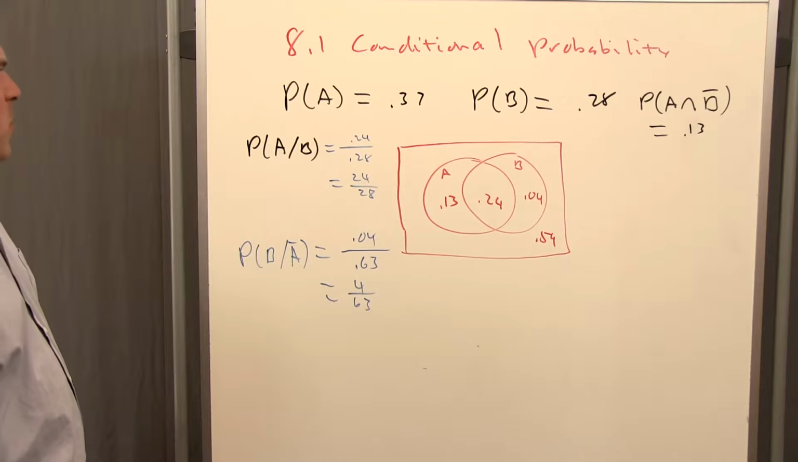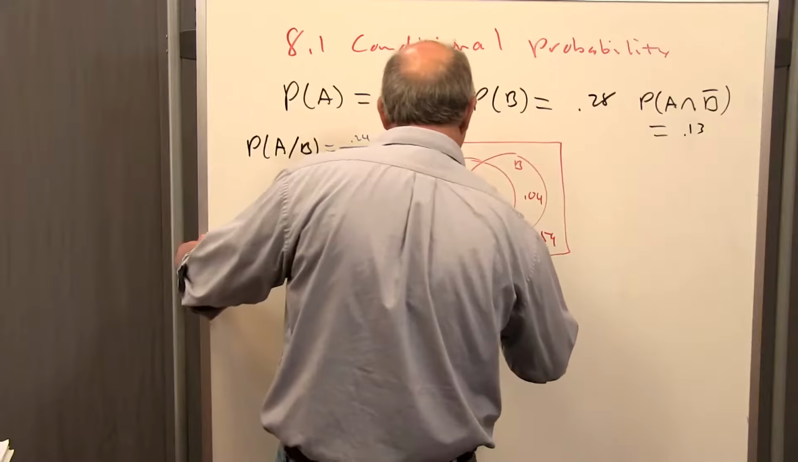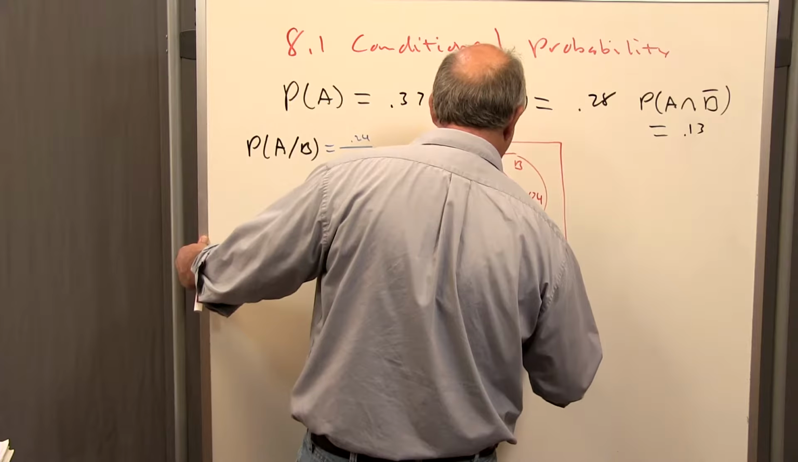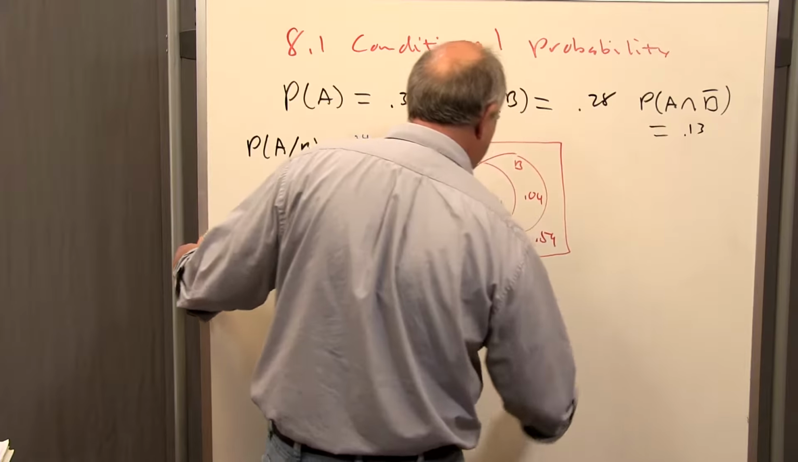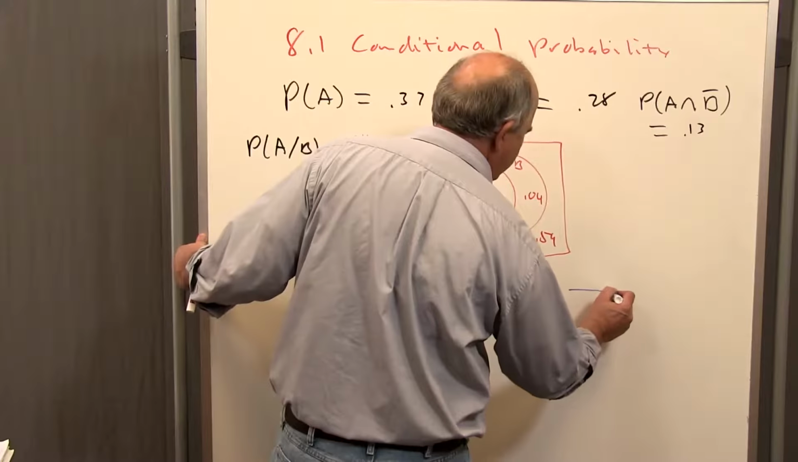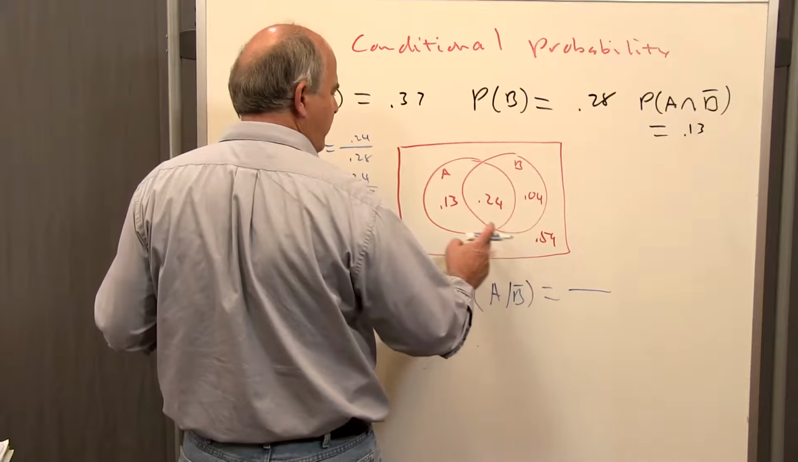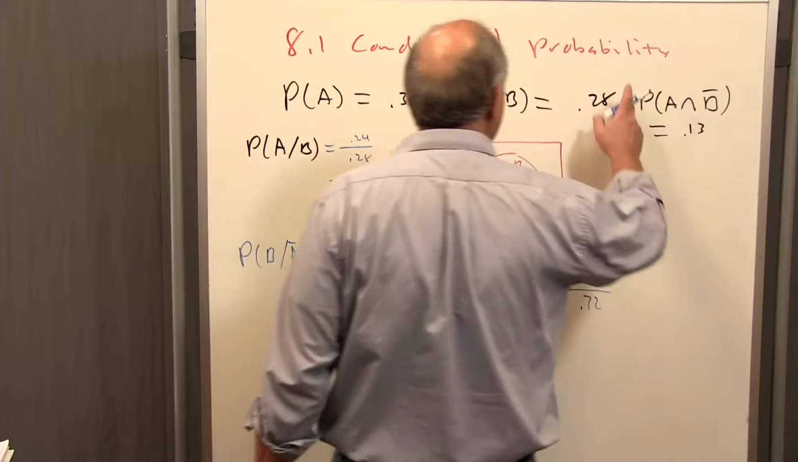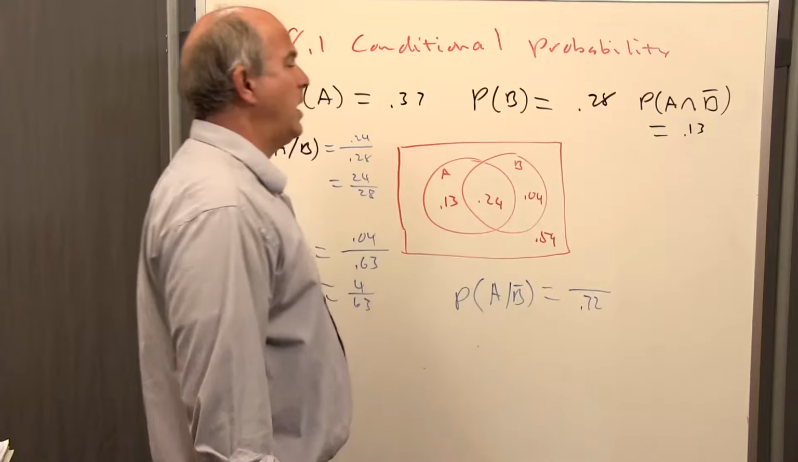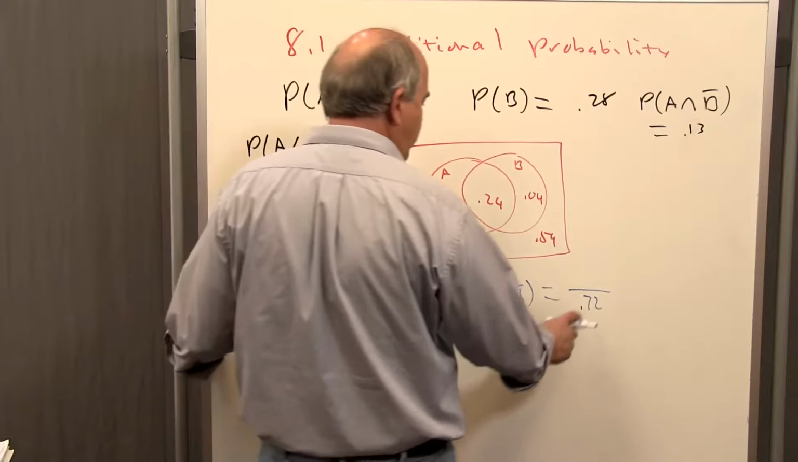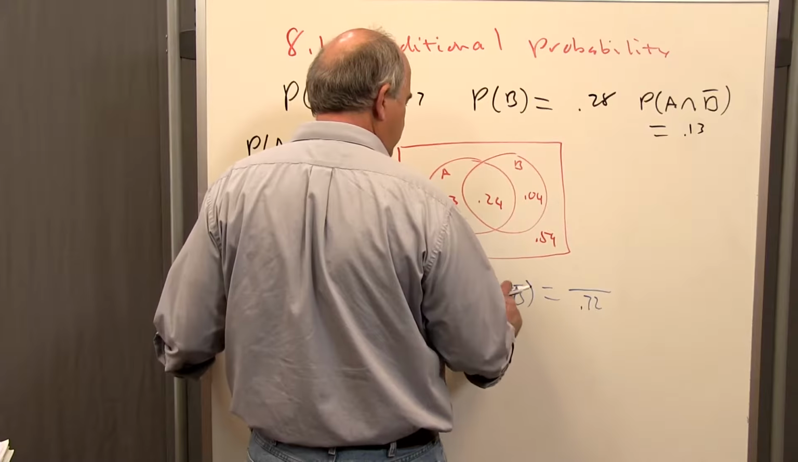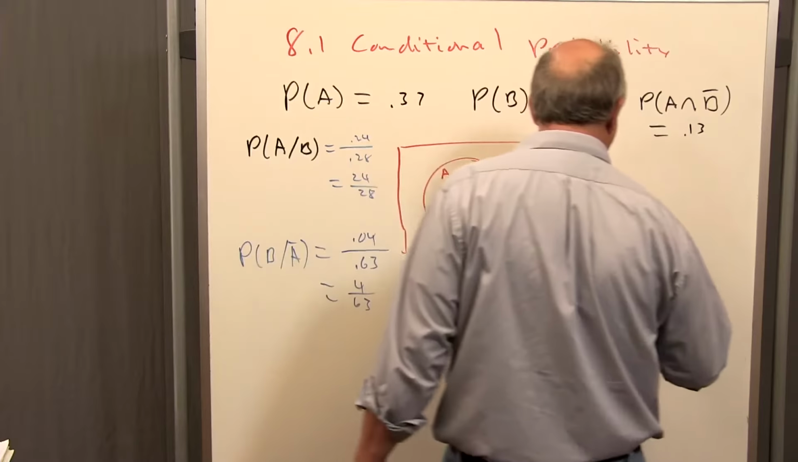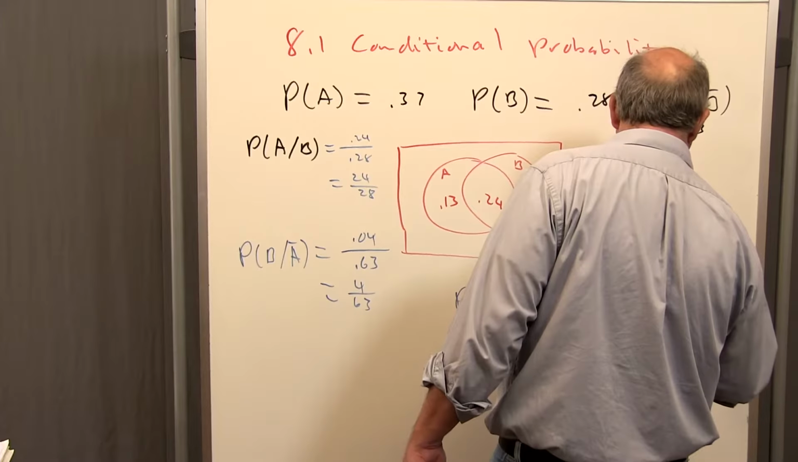Maybe one more. What's the probability of A given B bar? So our denominator is what's outside B. 0.59 and 0.13 is 0.72. You can also get that by taking 1 minus 0.28, of course. And of those, 0.59, 0.13, which ones are in A? And that is our 0.13. So that's 13 over 72.